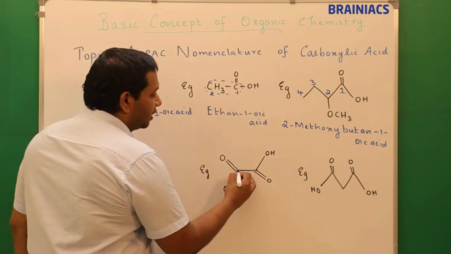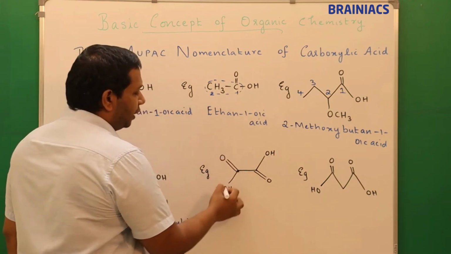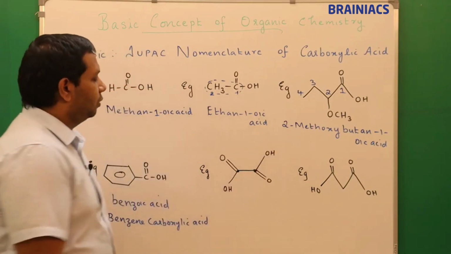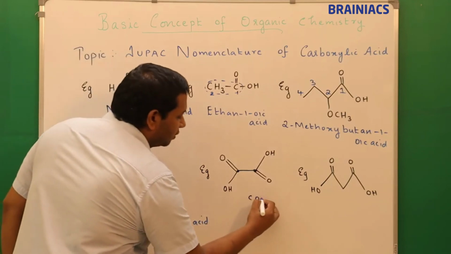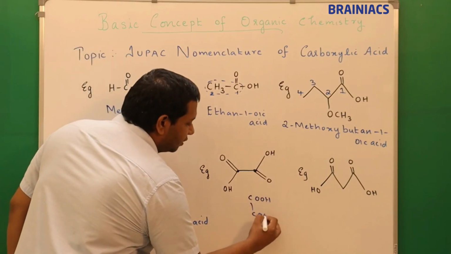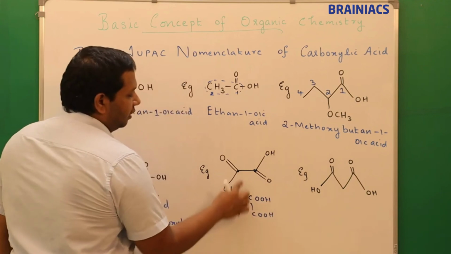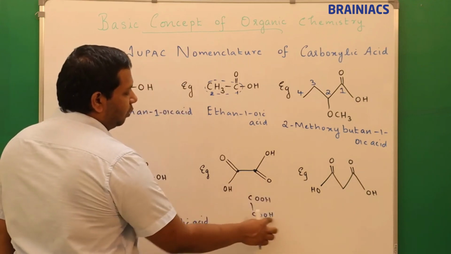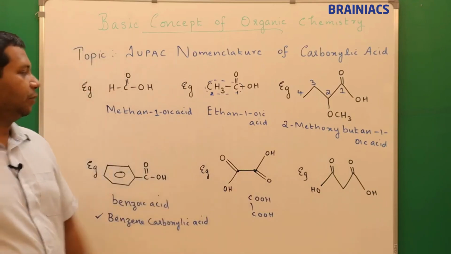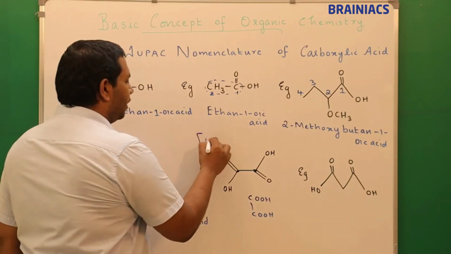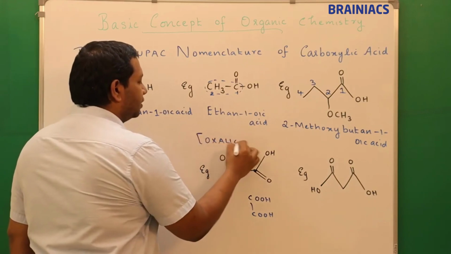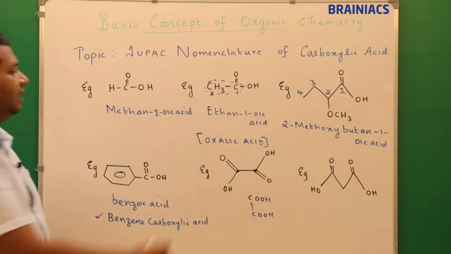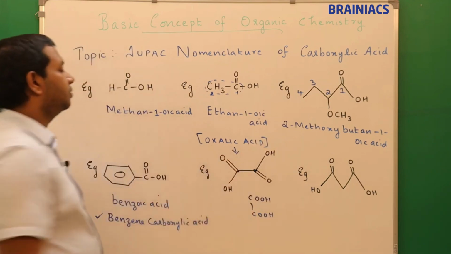Now you know that this is a carbon, so C double bond O, OH. This is also a carbon, C double bond O, OH. So its structure looks like this. Two carbon atoms linked through a single bond, each with C double bond O, OH. So what is its name? The common name is very famous. Its common name is oxalic acid. Please remember, its common name is oxalic acid.